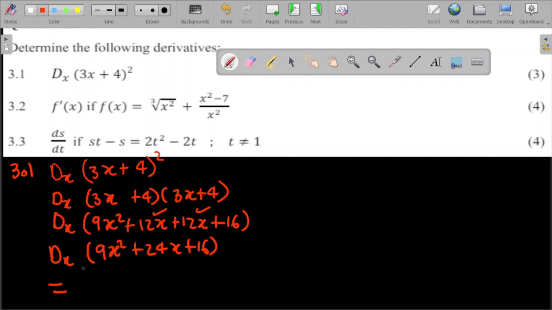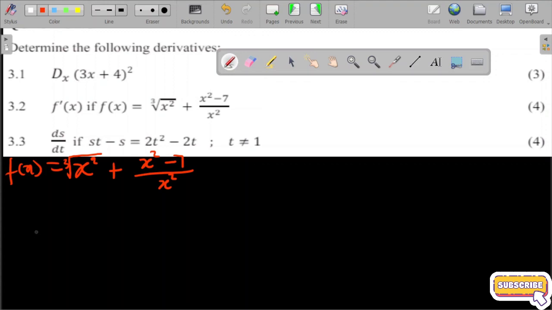Now I can derive. Remember, if you start deriving, you no longer put the d/dx. So now I'm going to say 9 times 2, which is 18, and then x, this 2 minus 1 is just 1, so we're going to have x. And then 24, the derivative of 24x is just 24, since this one exponent of x times this is going to give me 24, and then 1 minus 1 is just 0, anything raised to 0 is 1. And then 16, the derivative of 16, which is a constant, is just 0. So this is my answer of 3.1.